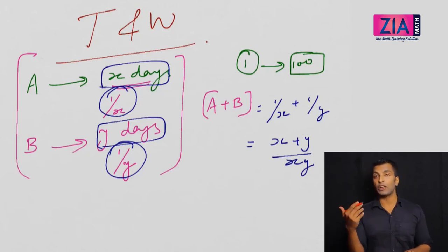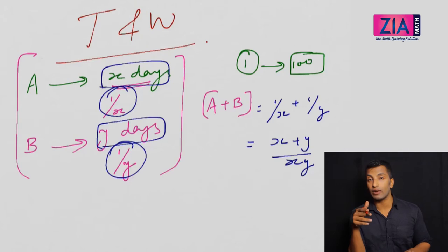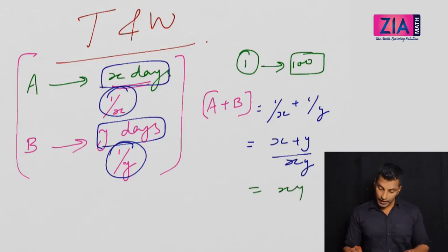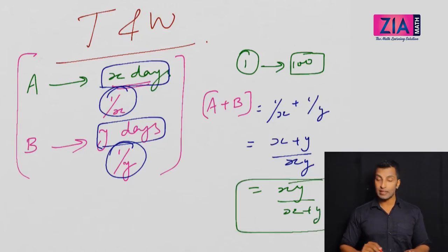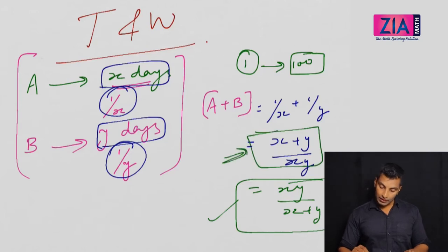Now if you need to see the total number of days they will take to complete the work, that will be the reciprocal of this, so XY divided by X plus Y. This will be the number of days. This is your final answer. And the earlier expression is the work that they have done together in one day.